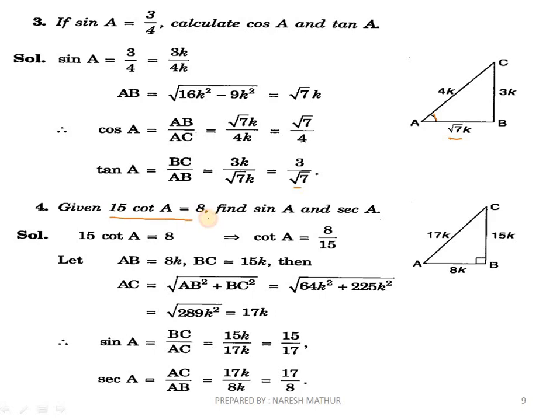Now we are given 15 cot A equals 8. Now the value of cot A will be 8 by 15. Cot has which ratio? That is B by P. So the base is given as 8 and perpendicular is given as 15. First we need to find the hypotenuse. So we got the hypotenuse as 17k. So the value of sin is perpendicular upon hypotenuse, and sec A is hypotenuse upon base. We can get the value of sin and sec. Easy.